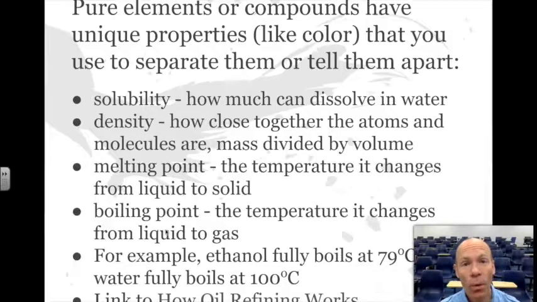The melting point is unique to each material, which is the temperature that it changes from a liquid to a solid. The boiling point is also unique, and that's the temperature that a substance changes from a liquid to a gas. For example, ethanol fully boils at about 79 degrees Celsius, so that could be a way that we could distinguish it from water, which fully boils at 100 degrees Celsius. Just by looking at them, they have the same color, but we can measure their boiling point and tell the difference between the two.